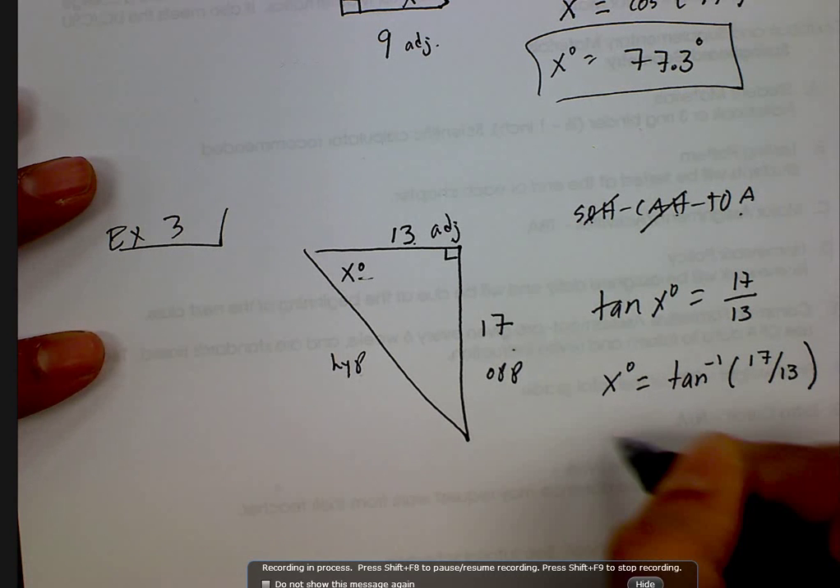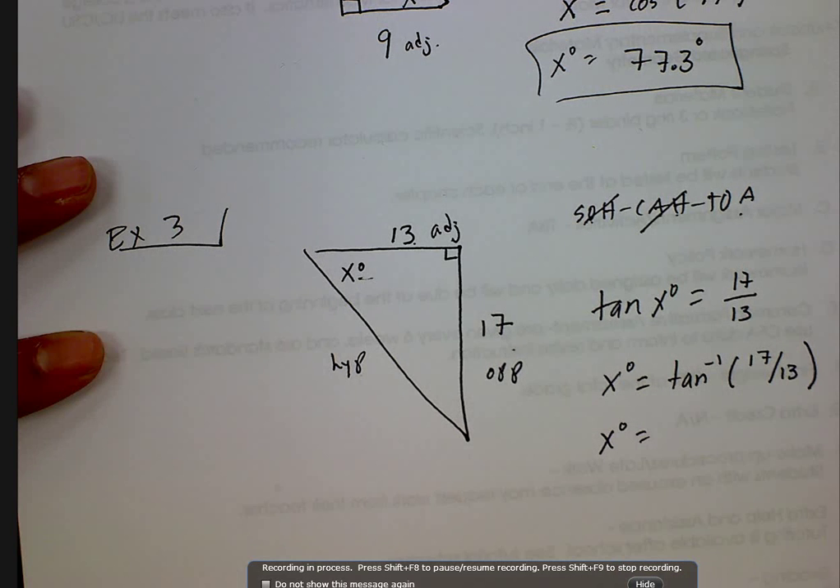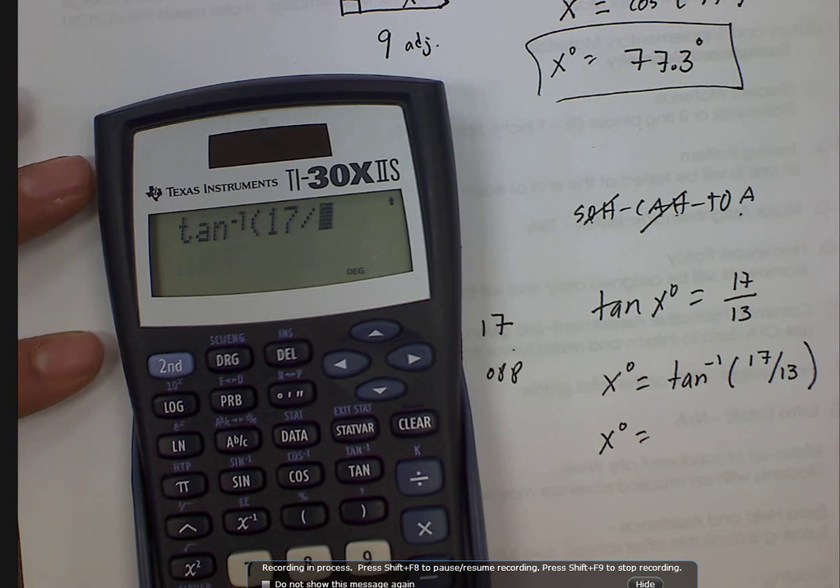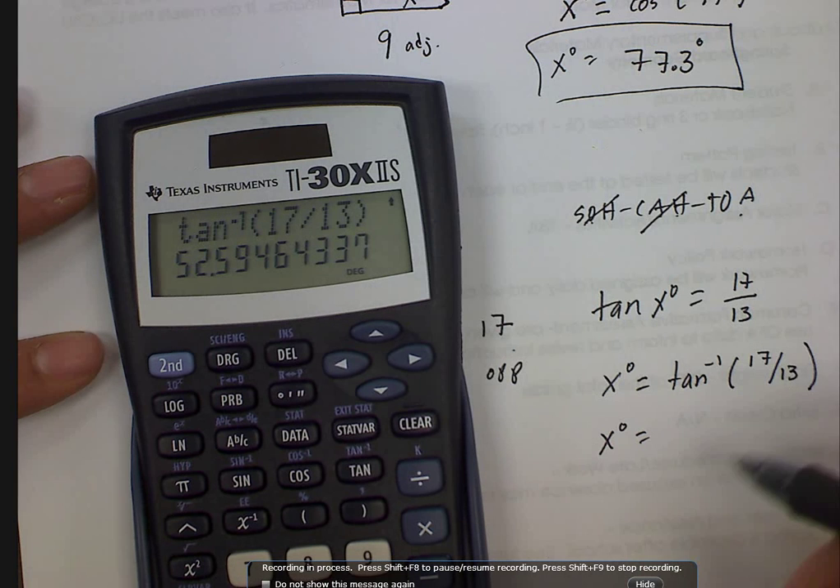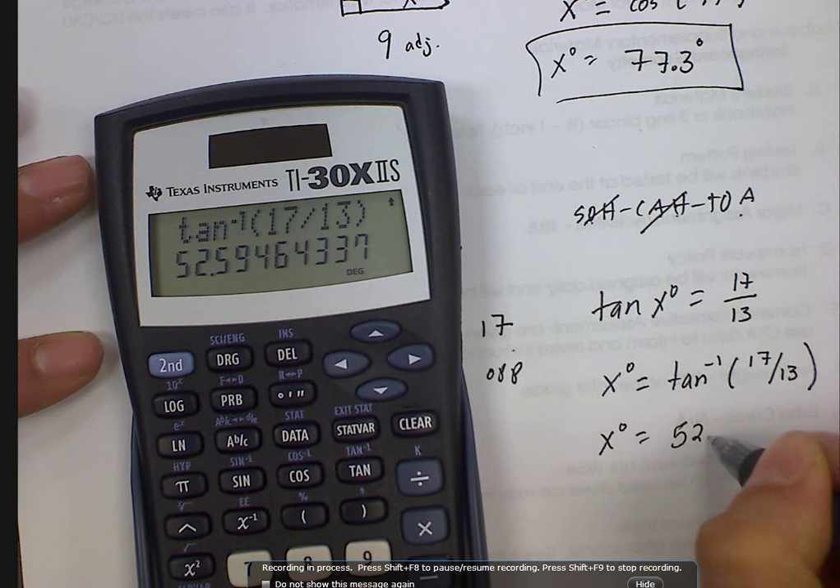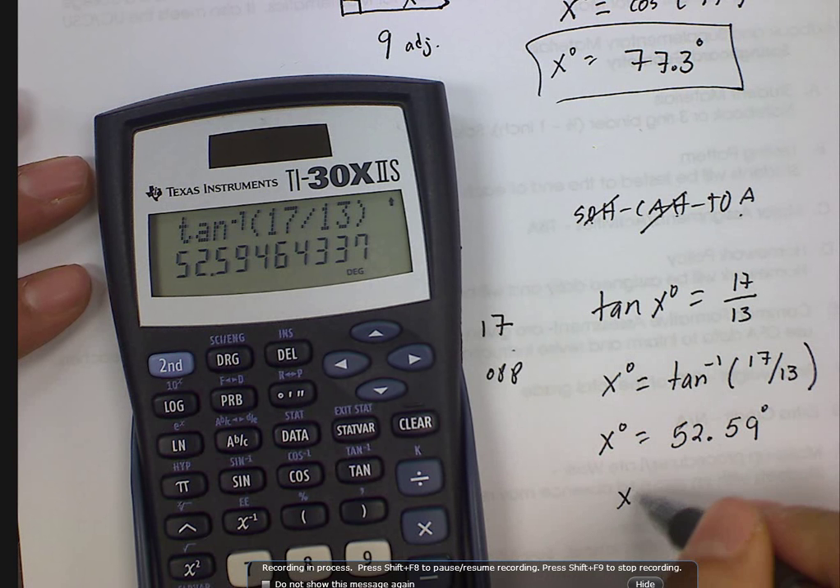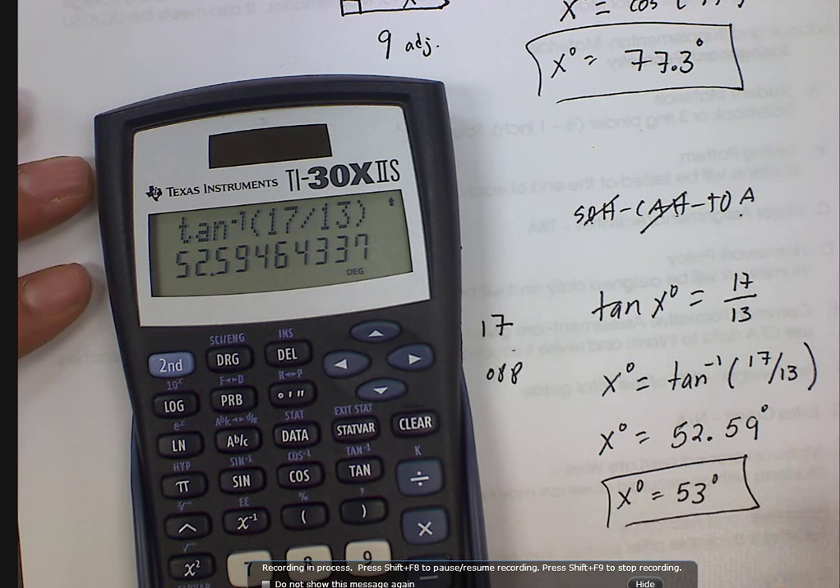So that is going to give you 52.64, so 52.59. Okay. Now it depends on what the problem is asking you. They may ask you to round to the nearest degree, so that's round up to 53 degrees. Okay. Like again, it depends on the problem.